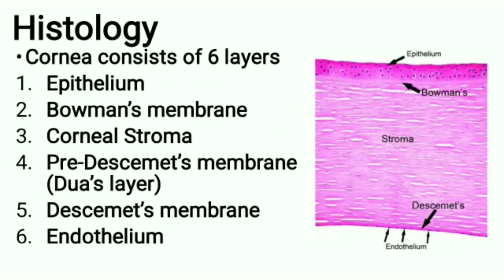Now comes the histology of cornea. Cornea is made up of 6 layers and it is listed here from anterior to posterior. अब हम इसे डिटेल में समझेंगे एक एक करके.